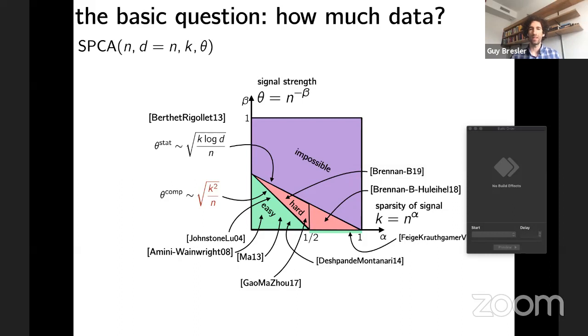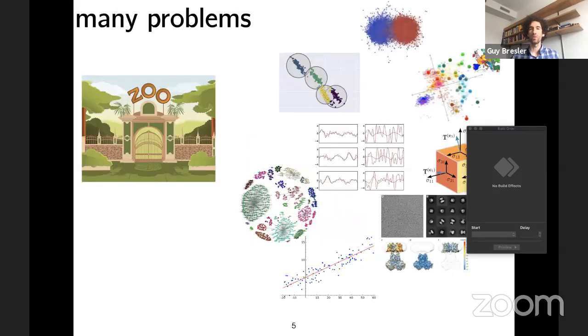Now, sparse PCA is just one amongst a huge zoo of problems. There are, for instance, graph matching problems, graph clustering problems, a variety of problems from signal processing, cryo-EM, various tensor problems, tensor completion, tensor PCA, et cetera. There's a gazillion of such problems.